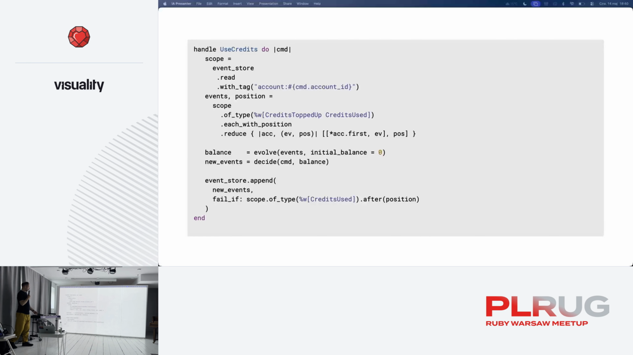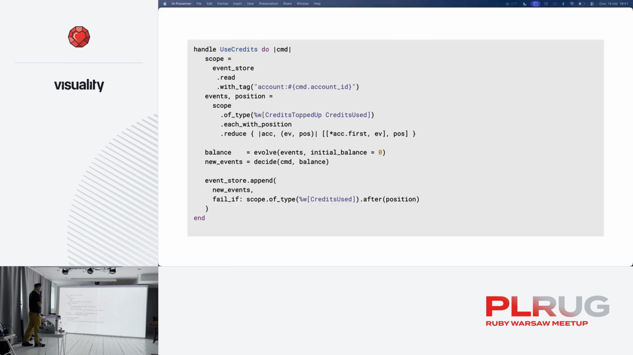So if we execute this query just before the append, and we find a credits used related to that account, we would fail the operation. But if not, we're good to go. So that's the second part, where we adjust the consistency boundary just for this operation. And for this logic to use credits, we only have to figure out if there were any credits used. We're not interested in credits topped up. So if there's a concurrent topping up of the account, it would not fail this operation. So again, second win.